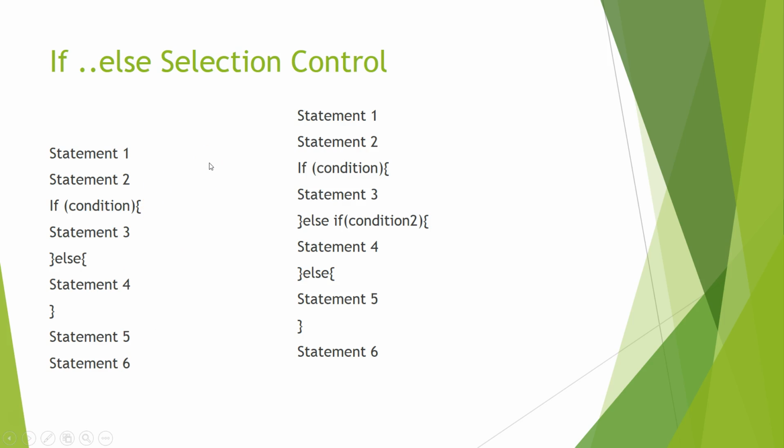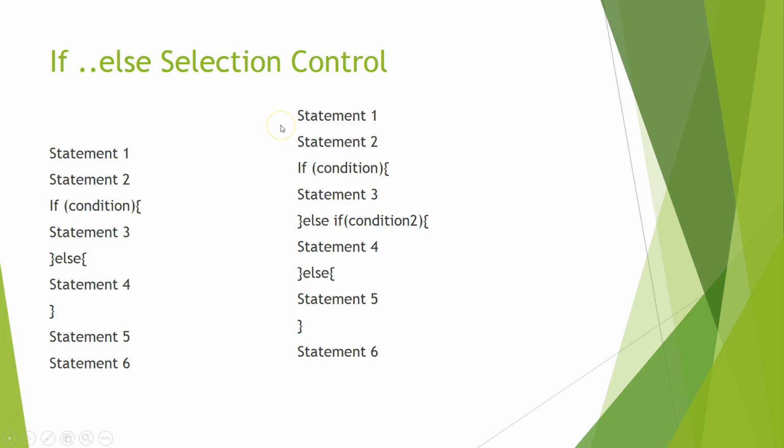Let's have a look at our case on the right side. We have statement 1, it's executed, statement 2 is executed, and then now we have to ask about more than one condition. So we type if and then a condition, then we type else if, and between those brackets we type another condition. You can also add more than one else if, but finally you may or may not add an else body. It's optional, not required.